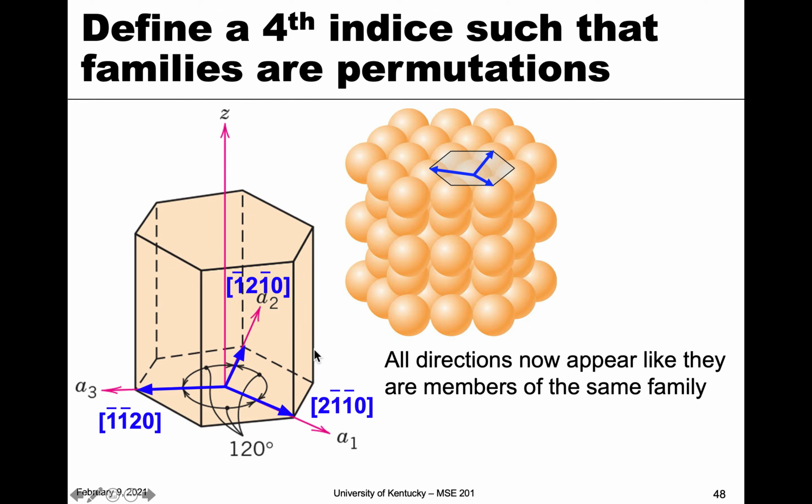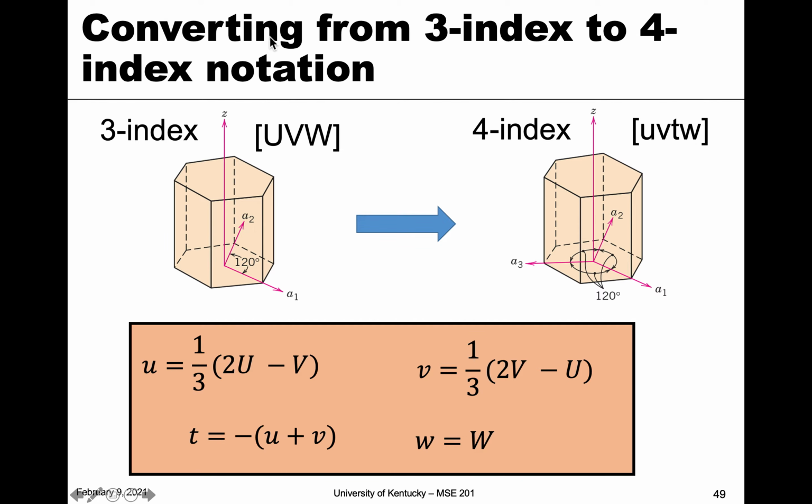So for those of you that know about coordinate systems, you'll know that you don't need three axes in a single plane, right? It's over defined. So bear that in mind, that we're over defining the system to solve this problem so that all of these look like permutations, right? So that's the goal. We want all the directions to look alike, to be in the same family of directions. So to do this, we're going to have to convert from the 3 index to this new 4 index system.